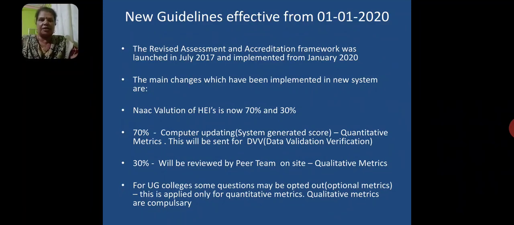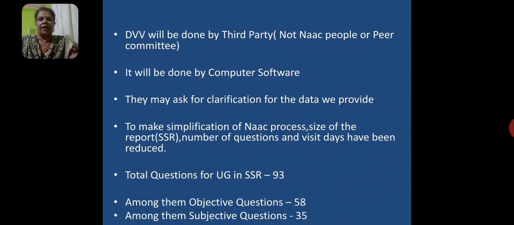For UG colleges, some questions may be opted out. Those are called optional metrics. This is applied only for quantitative metrics, not for qualitative metrics, because qualitative metrics are compulsory. DVV will be done by a third party, not NAAC people or the peer committee. The DVV will be done by computer software. The DVV team may ask for clarification for data we provide. That is, if we provide wrong data or irrelevant data, they may ask for clarification.